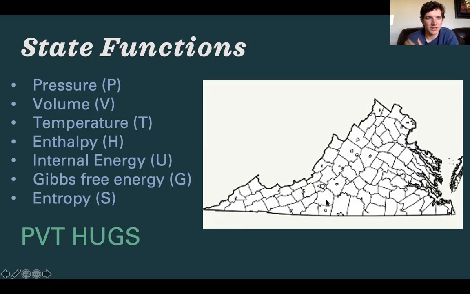The state functions that we work with are these, and there's an acronym to help: PVT hugs. So pressure, volume, temperature, enthalpy represented by H, internal energy represented by U, Gibbs free energy represented by G, and entropy represented by S. All of these are state functions and you'll see on the equation sheet a lot that they have delta, or the triangle, next to them because we're just looking at final minus initial.